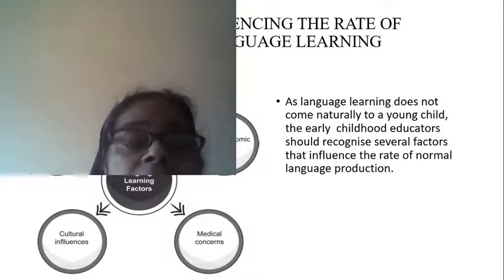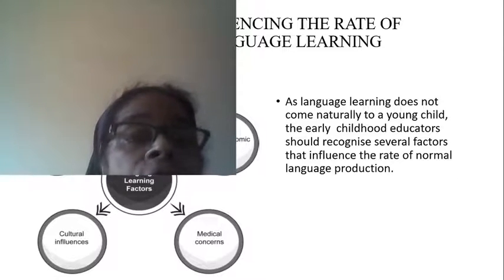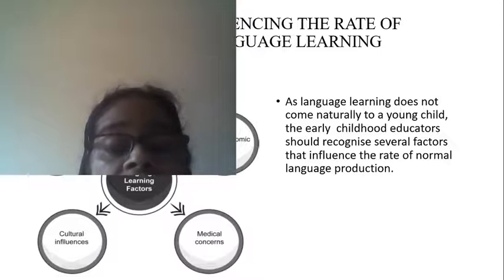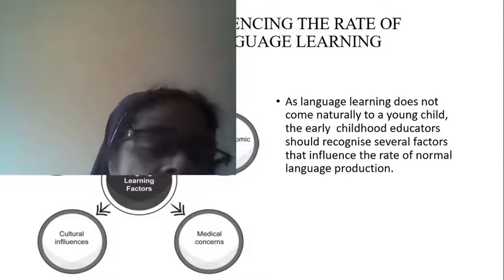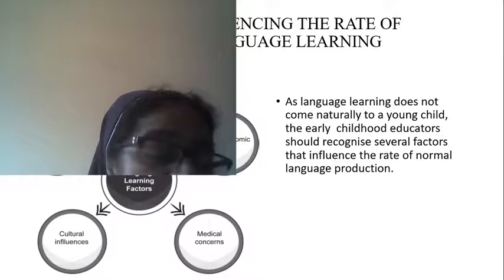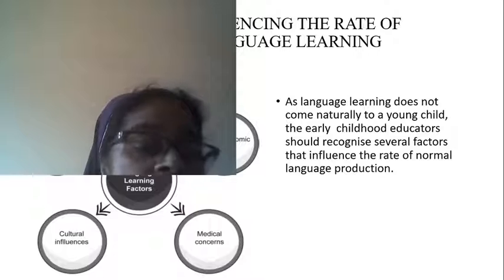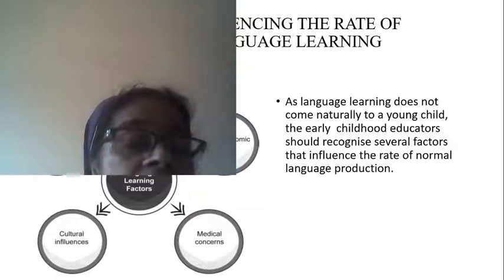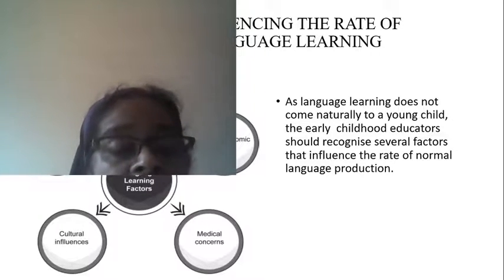You will see in the picture now that's what I was telling. Factors influencing the rate of normal language learning. As language learning does not come naturally to the young child, the early childhood educators should recognize several factors that influence the rate of normal language production or development. You see the language learning factor, that is the center point. And now we see gender, the boys and the girls, male, female.